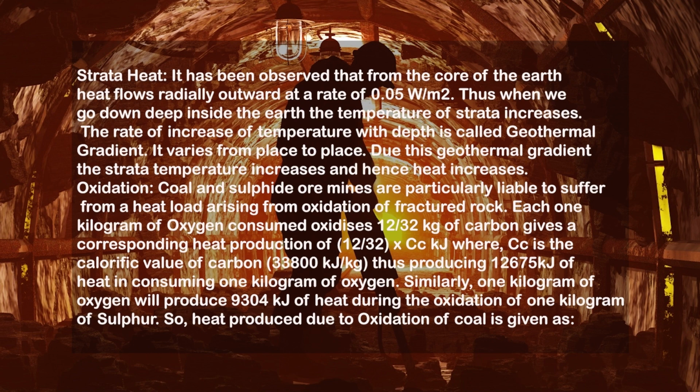Strata heat is the heat absorbed from the core of the earth; heat flows radially outwards at the rate of 0.05 watt per meter square. This is the geothermal heat, and according to this the geothermal gradient is calculated.